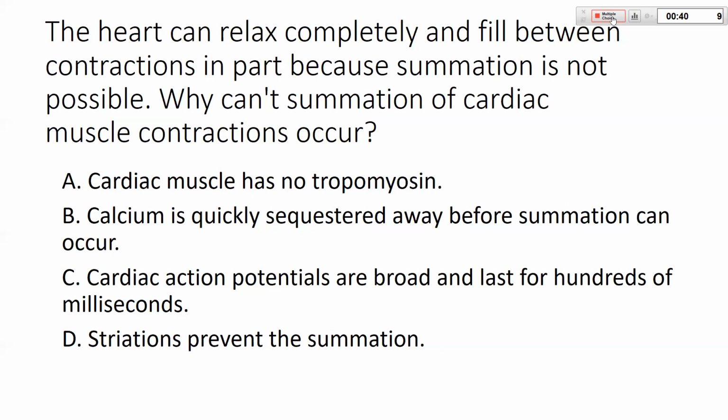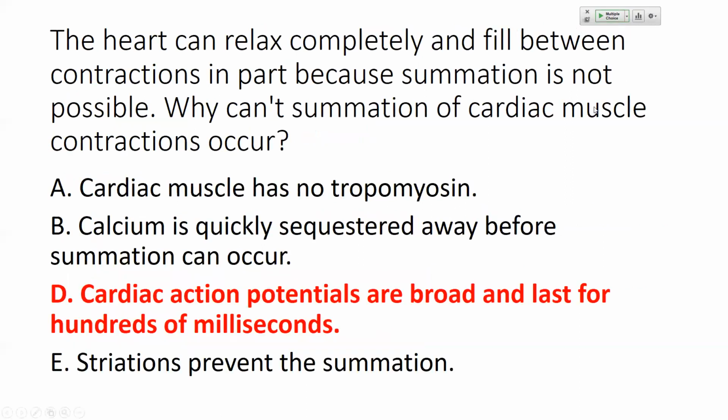Okay, let's see what we have here. So why can't cardiac muscle achieve summation? Because of the length of the action potential. The action potential lasts for quite a while, and so there's not that opportunity to depolarize the cell again.